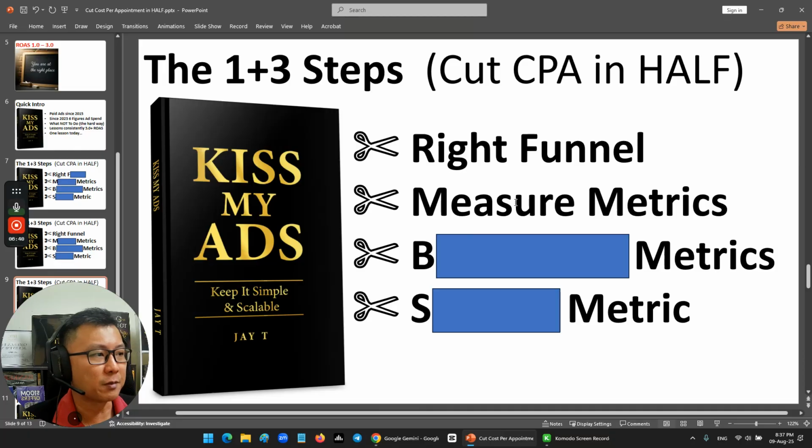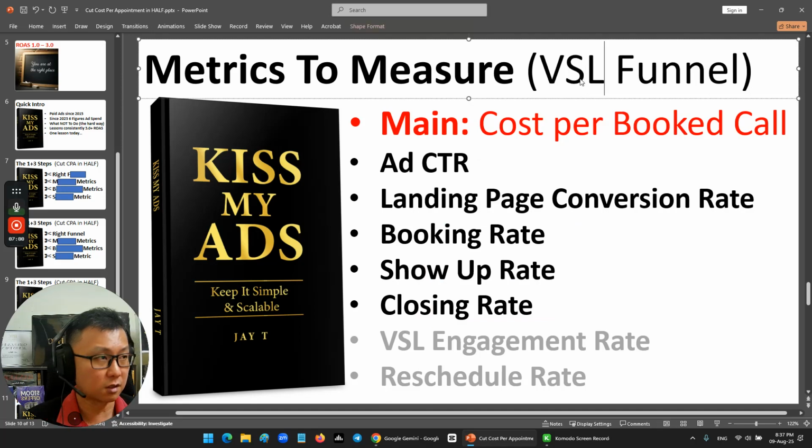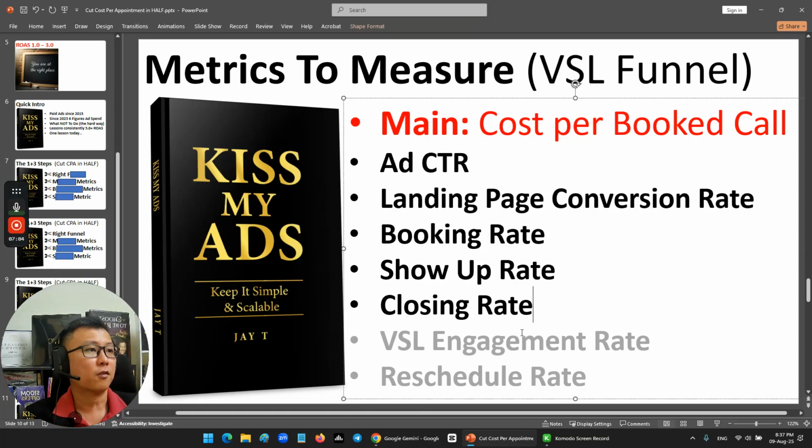So the second step is going to be measuring the metrics. Once you pick a funnel, assuming the funnel is mapped out according to the best practices, what you want to do is measure your metrics. And what should I measure? For a VSL funnel, actually, it's wrong. This is a VSL funnel. Okay, my mistake. For a VSL funnel, the main metric you want to track is the cost per book call.